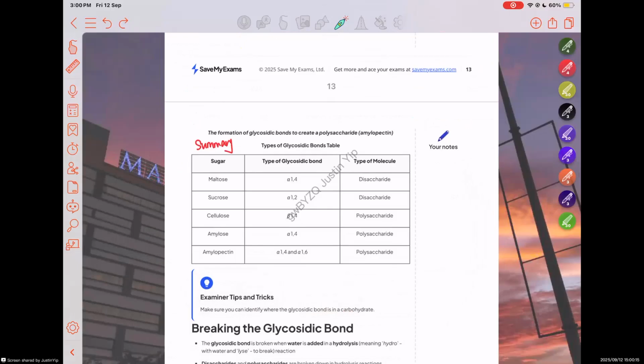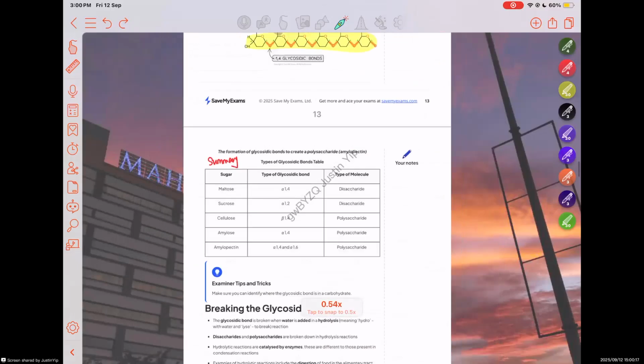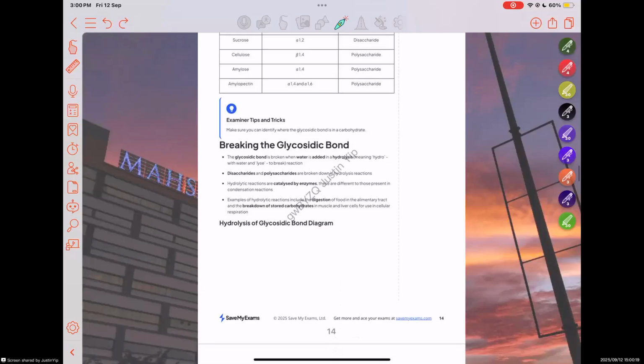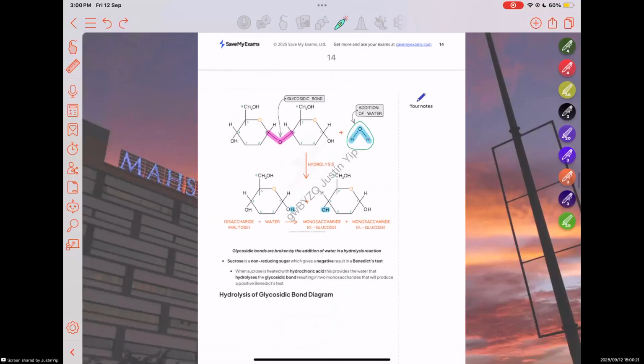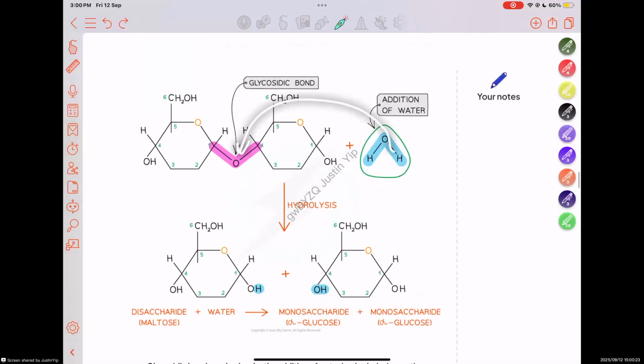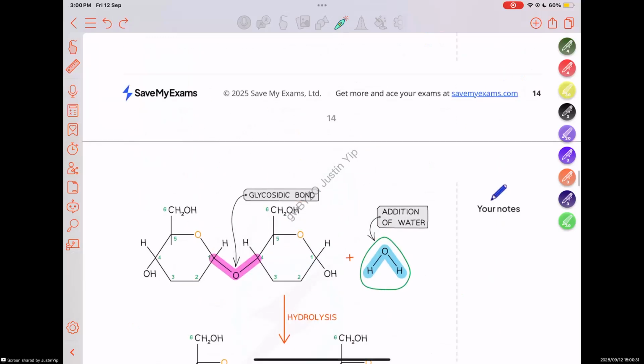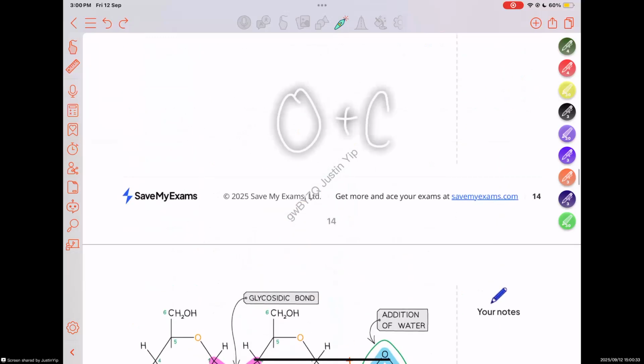Okay, breaking the glycosidic bond is the same. You just add water, and they get back their OH and OH. So you can remember, 1 plus 2, you get 3. This is condensation along with water. So when you use water to break this thing, you can get back the remaining 2.